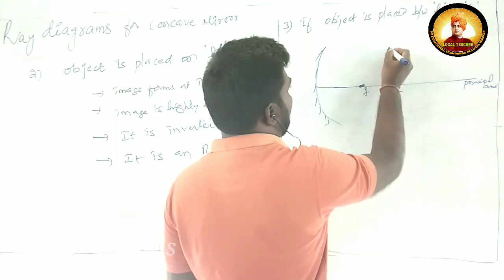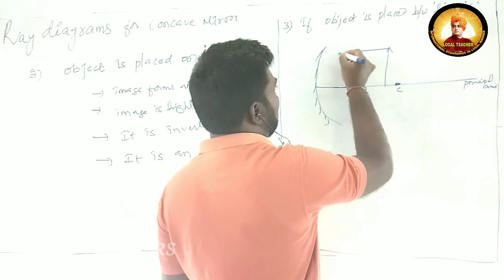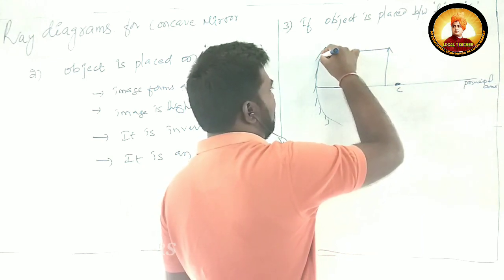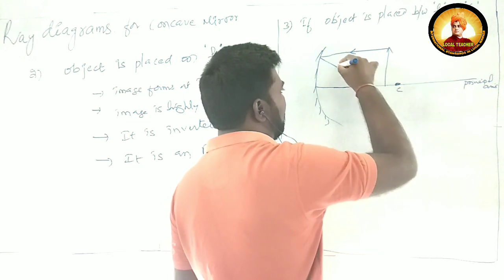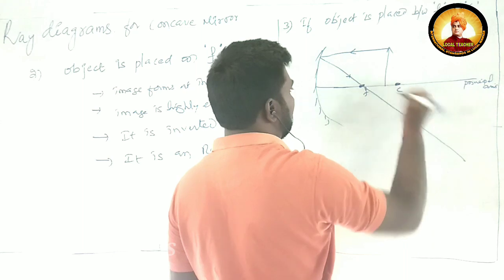I consider a parallel ray from the top of the object. It will be incident on the mirror, and it will reflect and pass through the focus point.